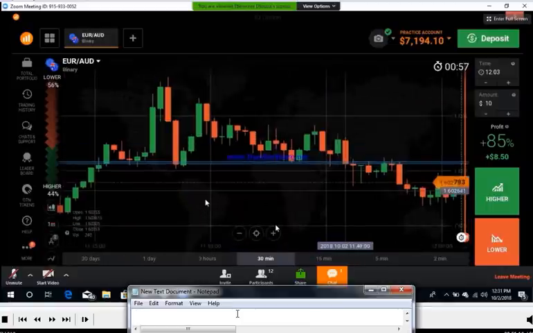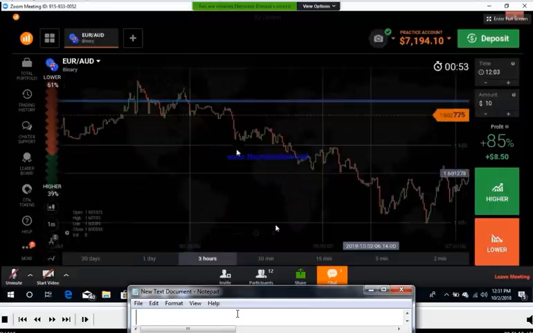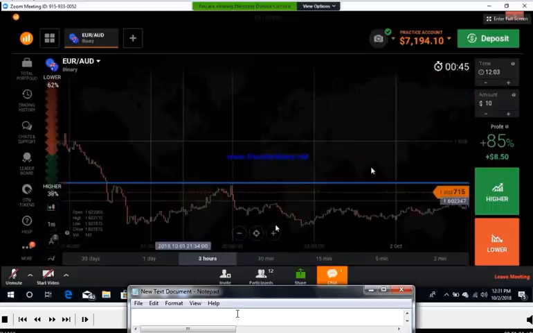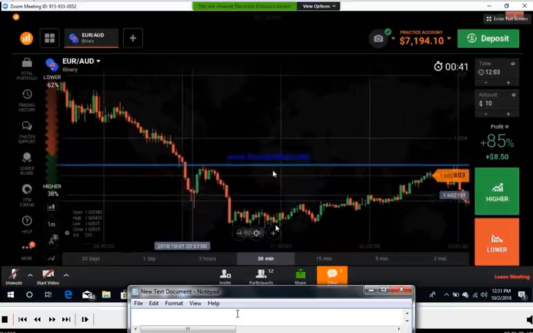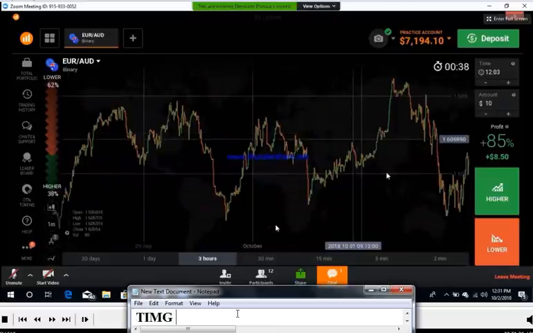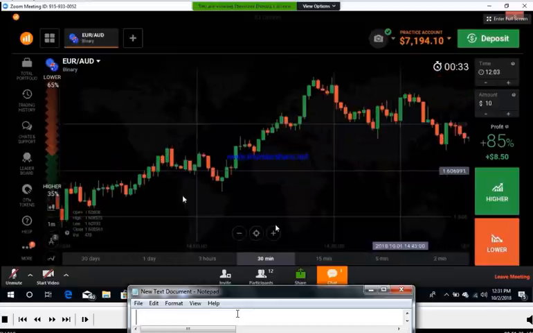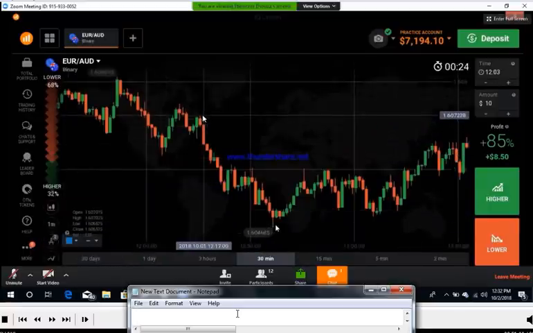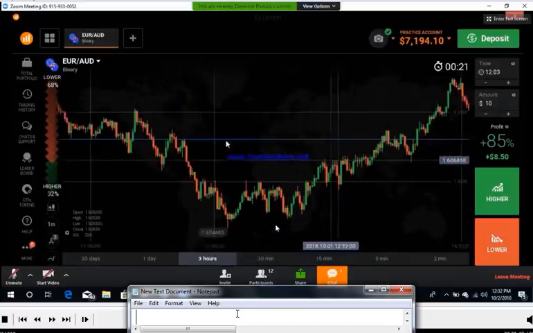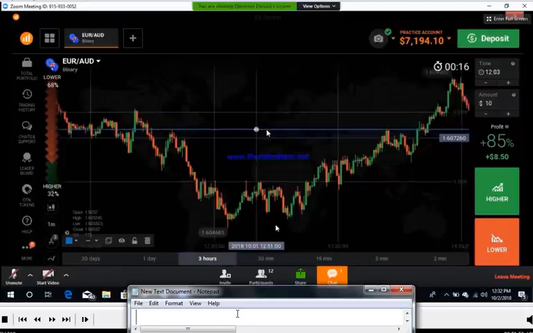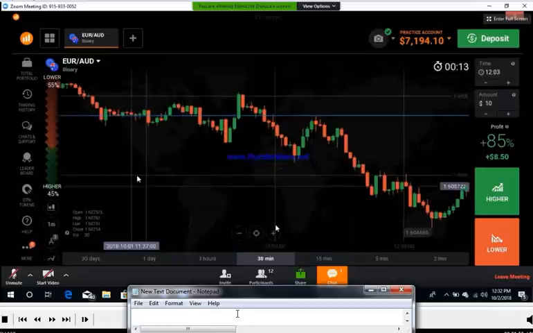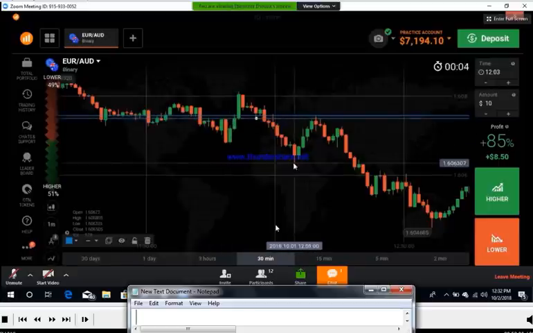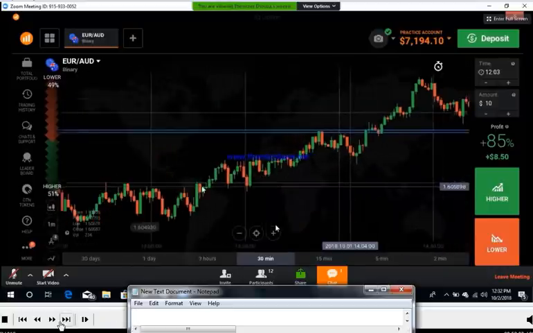Okay, I will show you some examples. It will reverse below the level actually. Okay, it reversed.